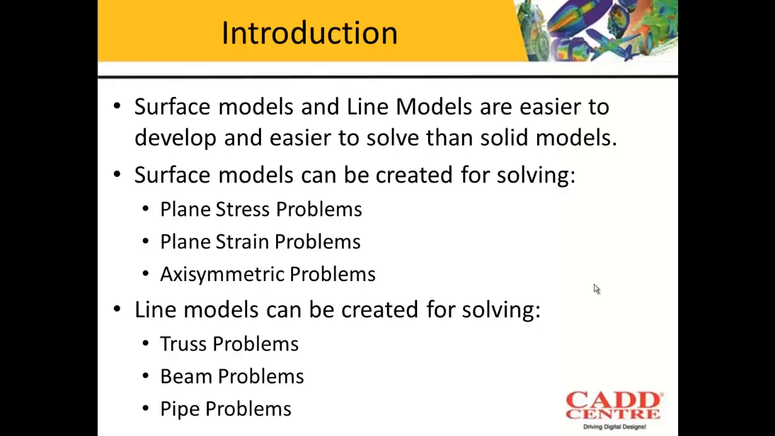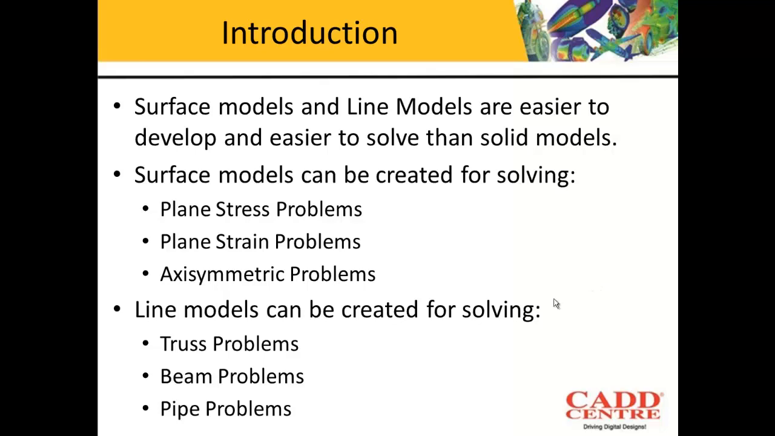Surface models and line models are very easy to model and they are easy to solve. The time taken for creating the surface models or line models as compared to the solid models is lesser, and hence the number of elements generated will also be lesser, and thus the time taken for the complete analysis will be very less. Now, the surface models can be used for solving problems like plane stress problems, plane strain problems, and axisymmetric problems. And the line models can be used for solving the truss problems, beam problems, or pipe problems.